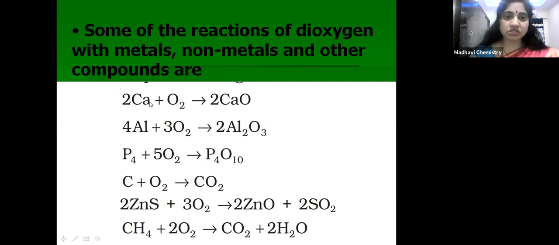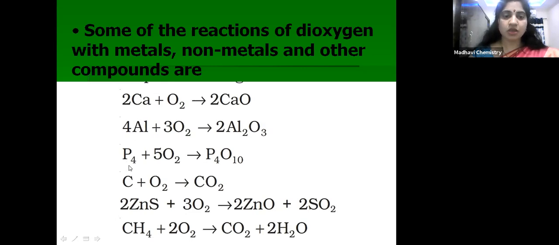Now let us see some reactions. Calcium, when it reacts with oxygen, gives calcium oxide. Aluminium, when it reacts with oxygen, gives aluminium oxide. So oxygen is combining with metals; calcium and aluminium are metals, so they give metallic oxides. Similarly, oxygen can react with non-metals. Phosphorus is a non-metal, carbon is a non-metal. When oxygen combines with phosphorus, it gives P4O10, and when it combines with carbon, it gives carbon dioxide.